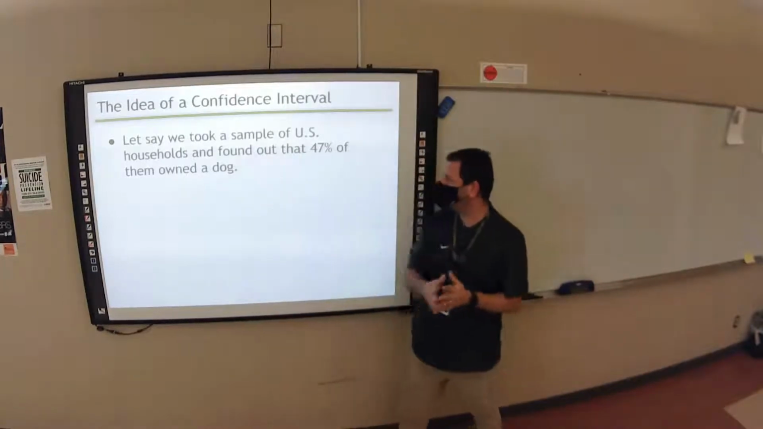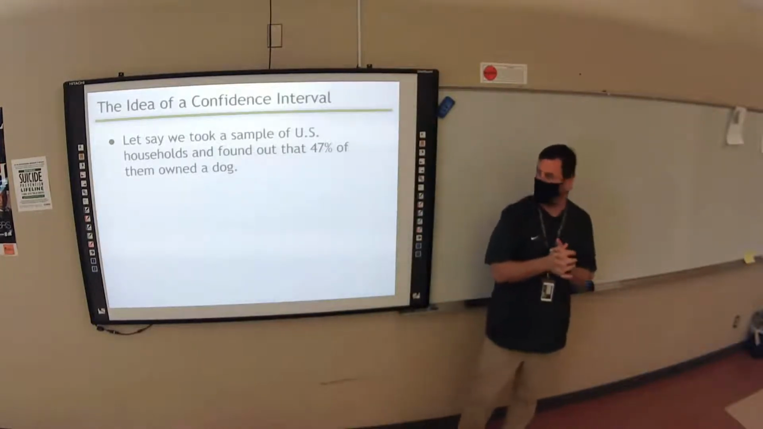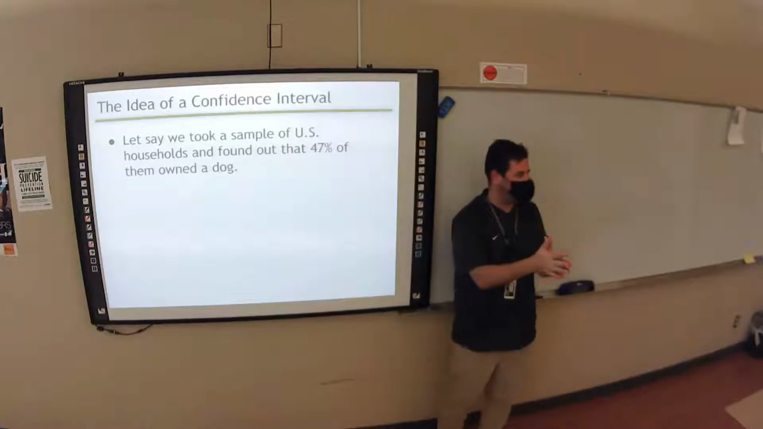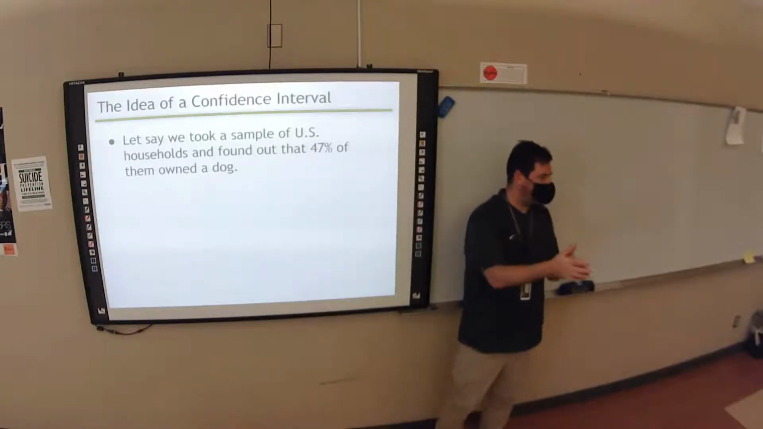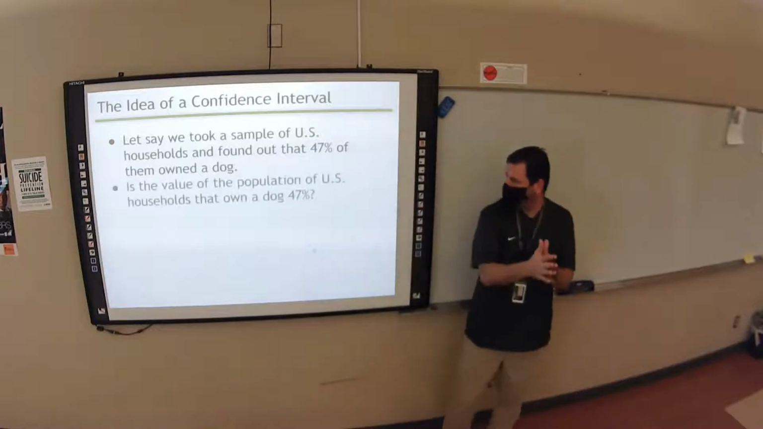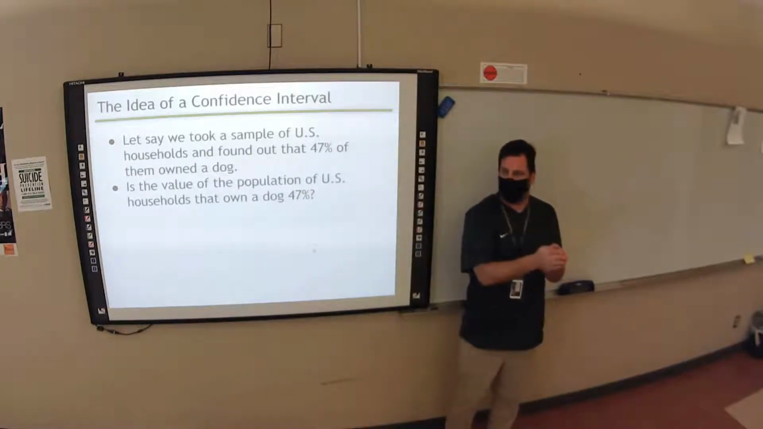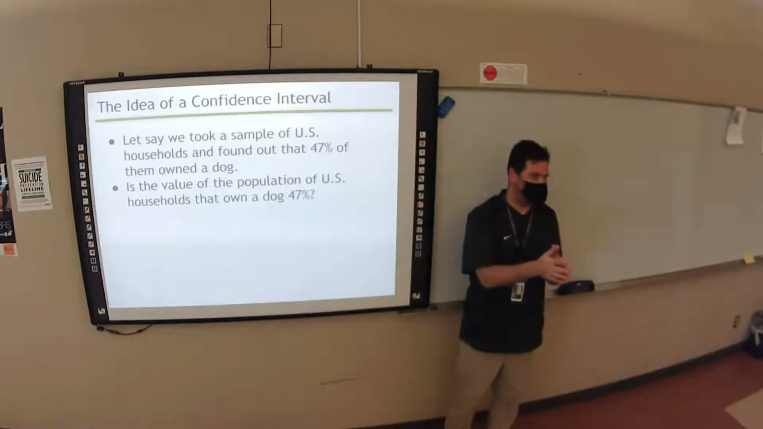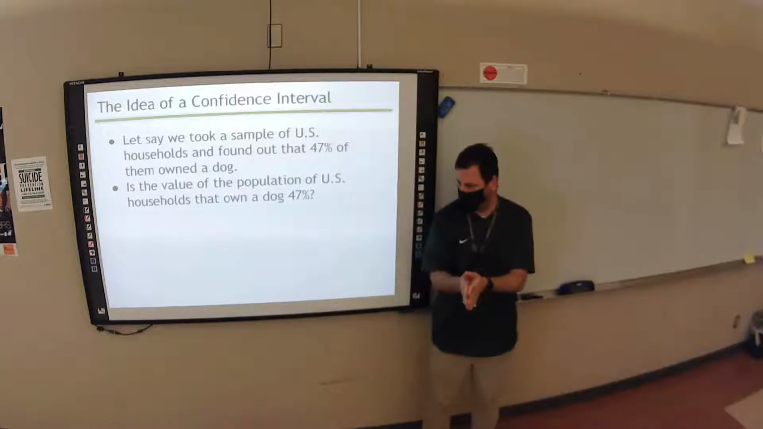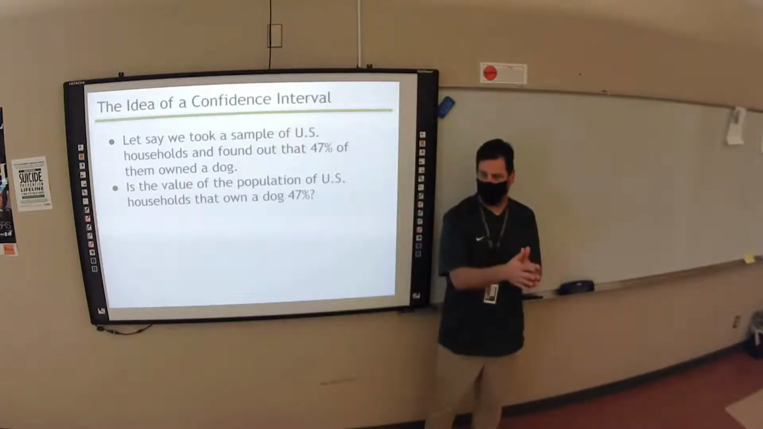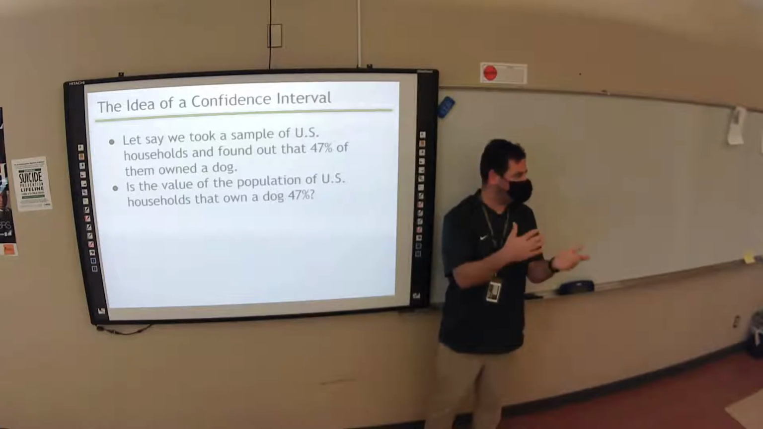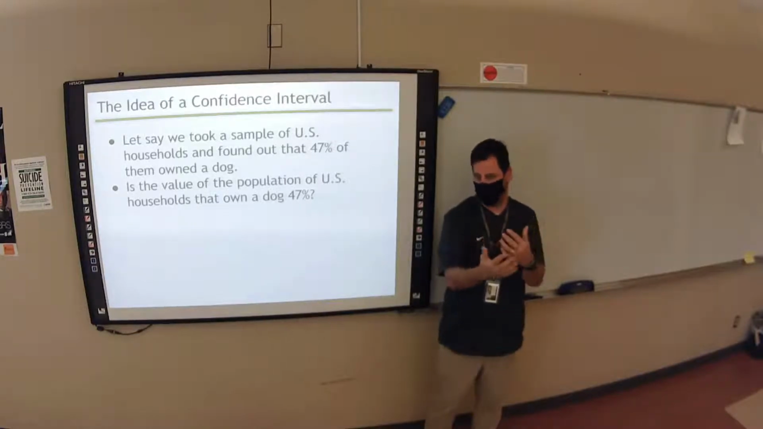Let's say we took a sample of US households and I found out that 47% of those households owned a dog. Fair enough. We think that's probably not too far off. Is the value of the entire population going to be 47%? Probably not. If I took another sample, is that going to be 47%? Probably not. In fact, I'd be surprised if all three of those were the same, right? Because we know we have some sampling variability.